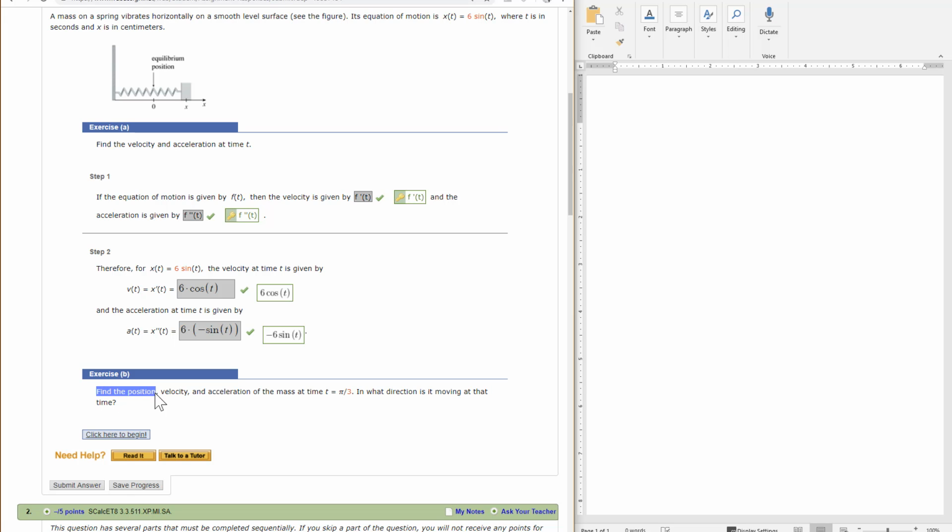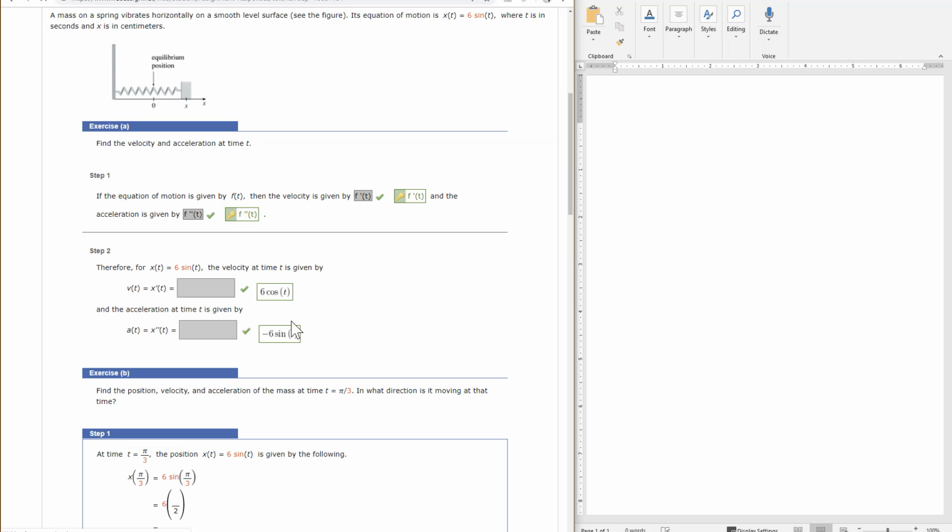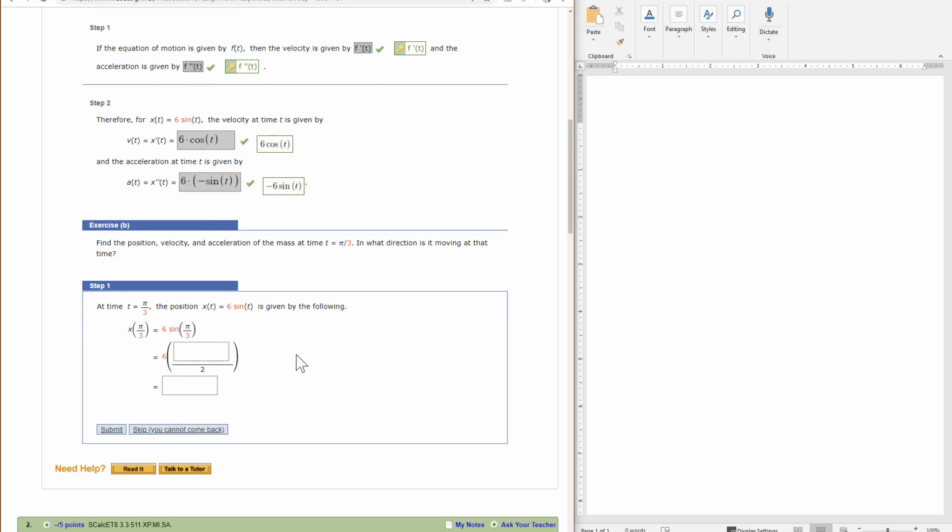Now they want us to find the position, the velocity and acceleration of the mass, and they give us a specific time here, pi over 3. In what direction is it moving at that time? So it looks like this is 0, this is x, and it's going to be oscillating back and forth, and we'll see that if it's positive, it'll be moving in a positive direction to the right, and then negative would be going to the left. We can confirm that after we work things out.